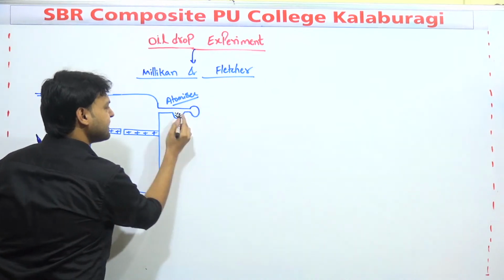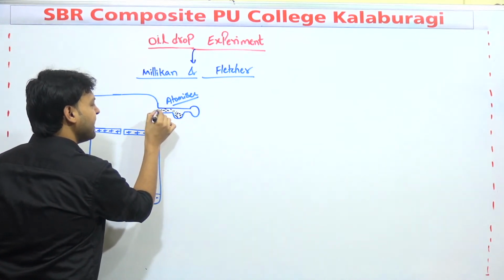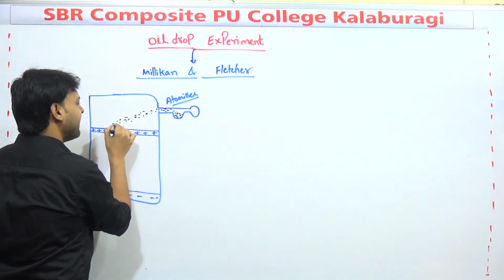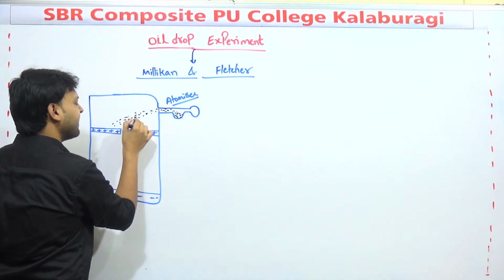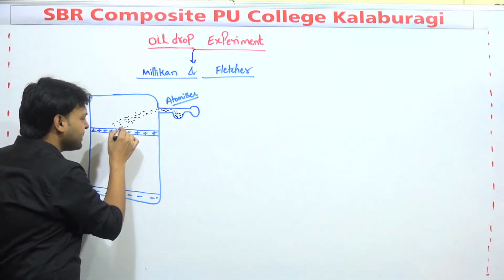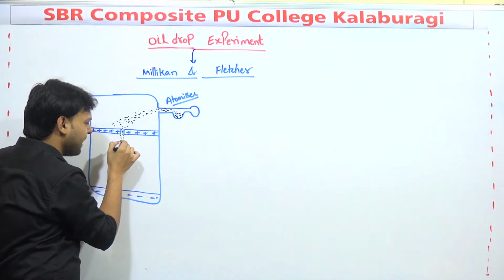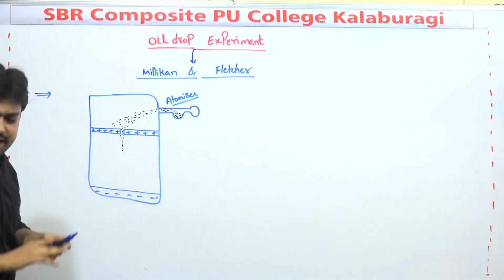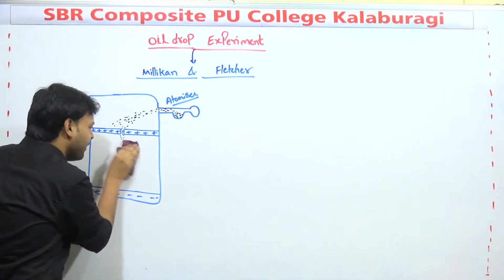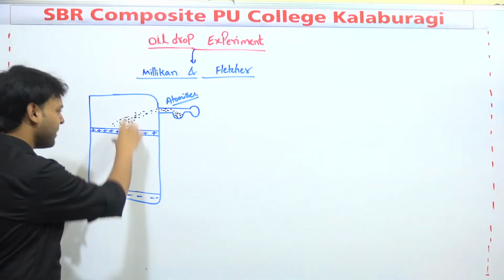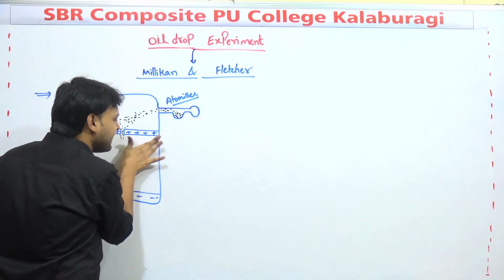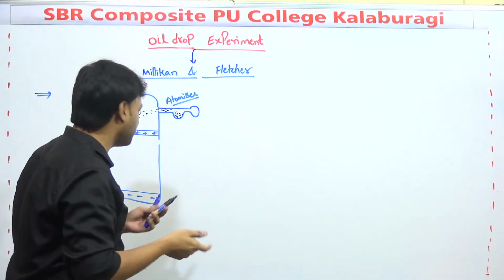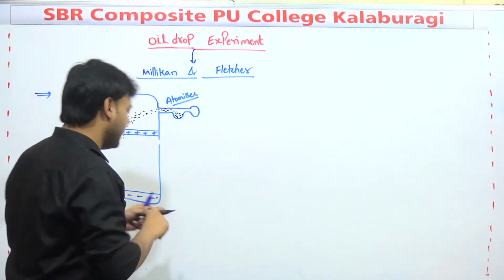If we press this, these oil drops will enter with some speed. Due to the small gap, they will come like this. Now try to understand what they did: whenever the drops are coming here, from one end they send X-rays, powerful rays. A particular wavelength of X-rays they sent from here.